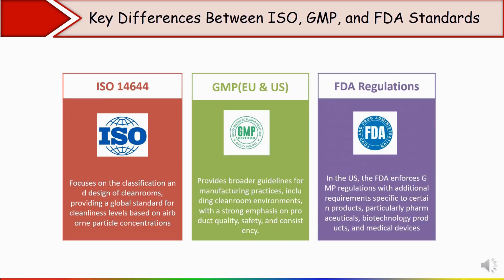Next is FDA regulation. In the US, the FDA enforces GMP regulation with additional requirements specific to certain products, particularly pharmaceuticals, biotechnology products, and medical devices. The FDA also requires more extensive validation and documentation. So this is the main difference between ISO standards, GMP, and FDA regulation.